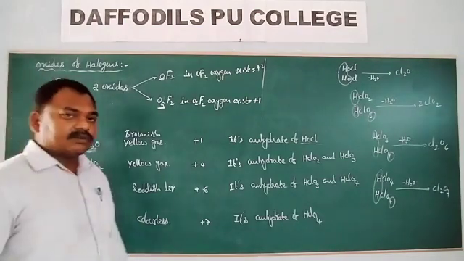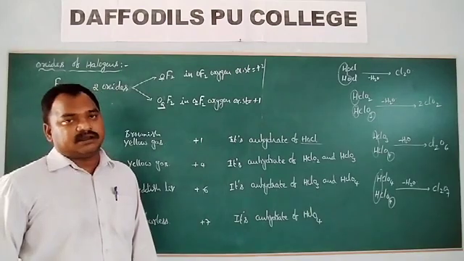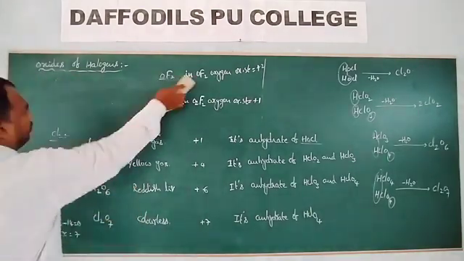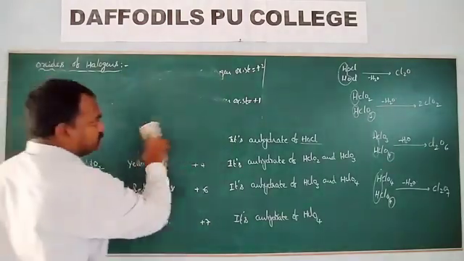Bromine and iodine also form oxides, but those oxides are not that significant. So we are not going to discuss those oxides.